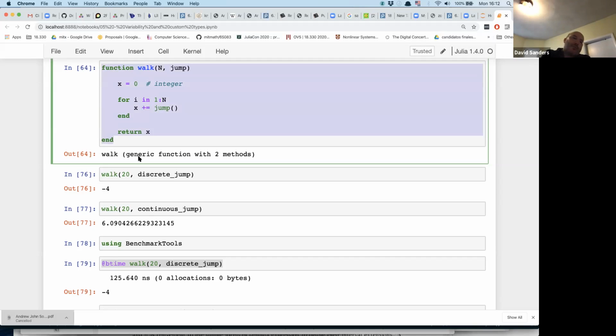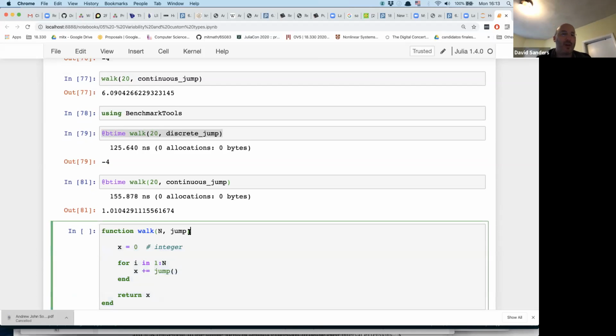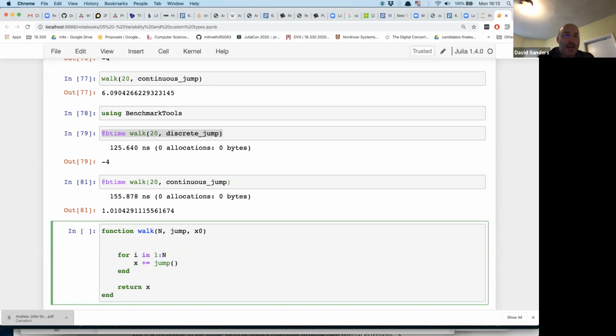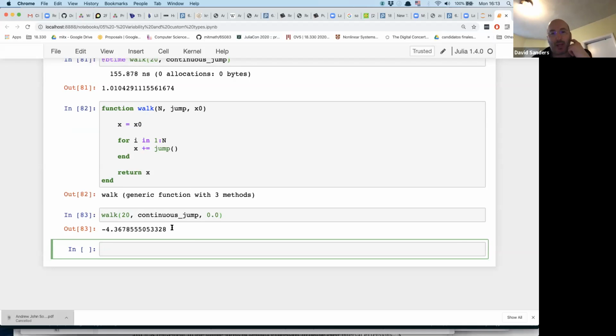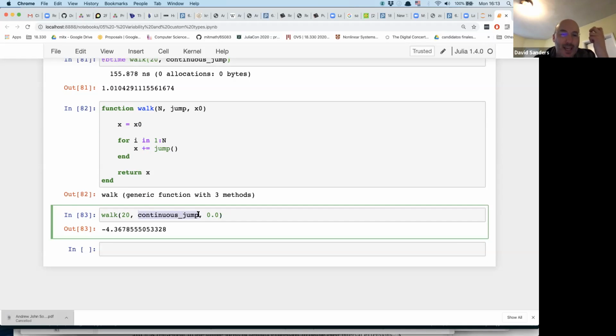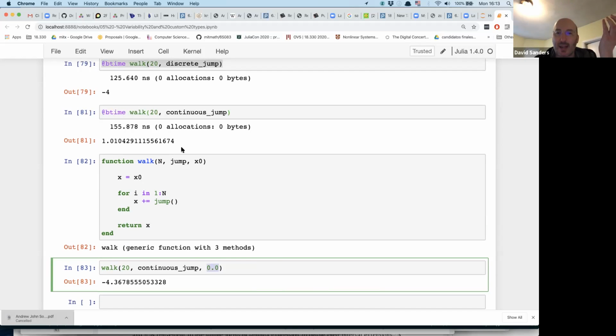Okay, so there's some problem because we need to tell it what the initial value is as well. I could make a new version where I pass in an initial value and just say x equals x0. Then I have to be careful with x walk continuous jump, I have to give it a continuous jump value. This feels a bit clunky, because I know that this continuous jump has to be associated with a float, and this discrete jump has to be associated with an integer.